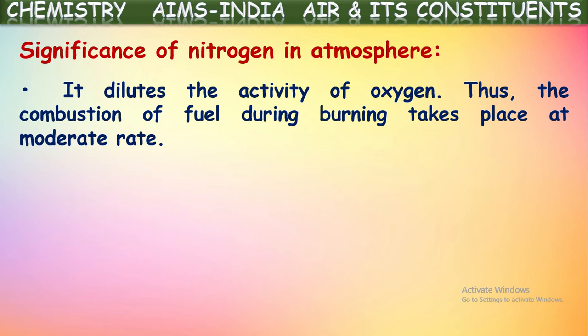So along with the oxygen in the atmosphere, this nitrogen gas is also there. As nitrogen is present in the atmosphere, it slows down the combustion speed. It controls the action of oxygen on the fuels. So it is very important in this way.